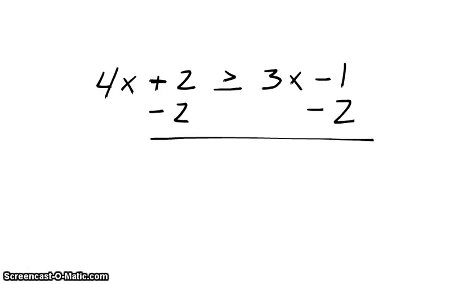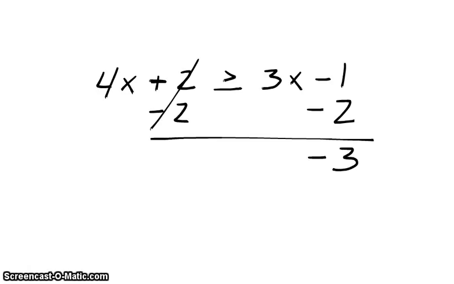Doesn't really matter which one you want to move first. I just happen to choose positive 2. Remember, to move positive 2 from one side of the inequality symbol to the other, I must add its opposite. So in this case, I'm going to subtract 2 from both sides. On the left side, positive 2 and negative 2 will cancel each other out. On the right side, negative 1 and negative 2 will give me negative 3.